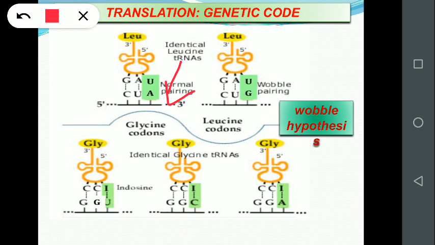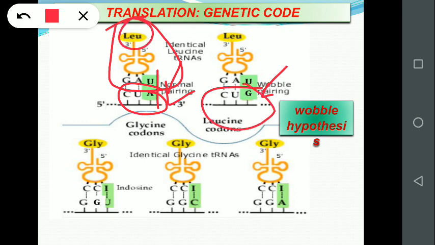But in fact, because of the wobble nature of the interaction between these two bases, it may interact with A or G. Why G? Because G is also a purine. A is a purine, and instead of A, it can interact with G, because some structural similarity is there between A and G. Both belong to the purine class. So that means a single tRNA is recognizing two different codons and specifying the same amino acid.